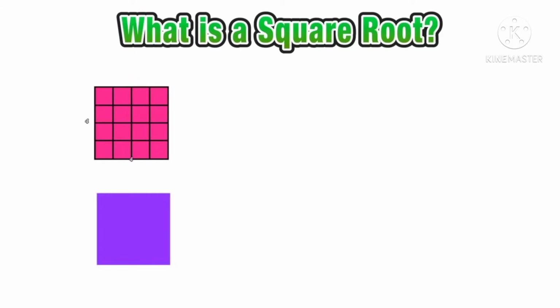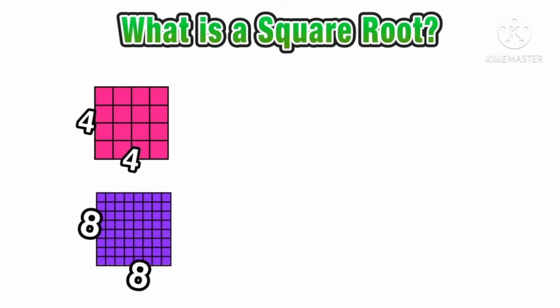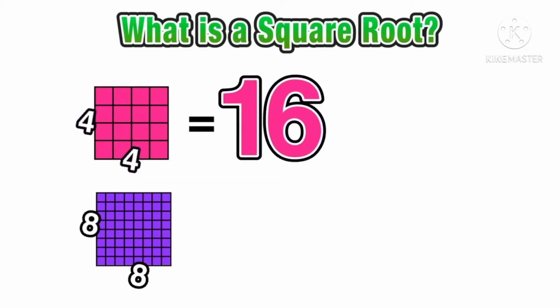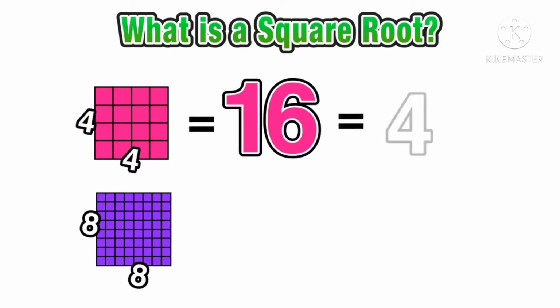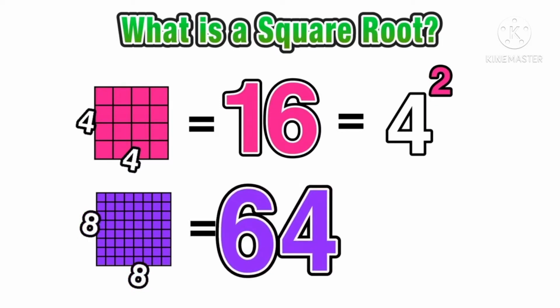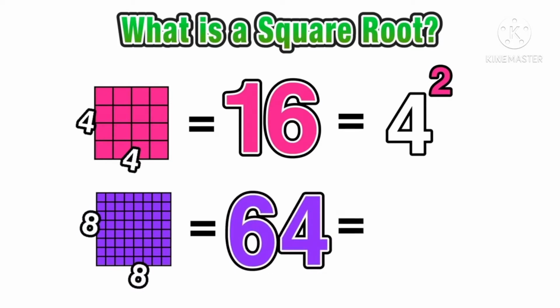Now what is a square root? Here in this square we have sides of 4 units, and in the second square we have sides of 8 units. If we multiply 4 by 4 then we get 16. In the same way, 16 can be written as 4 squared. And in the second case, 8 times 8 is 64, which can be written as 8 squared.